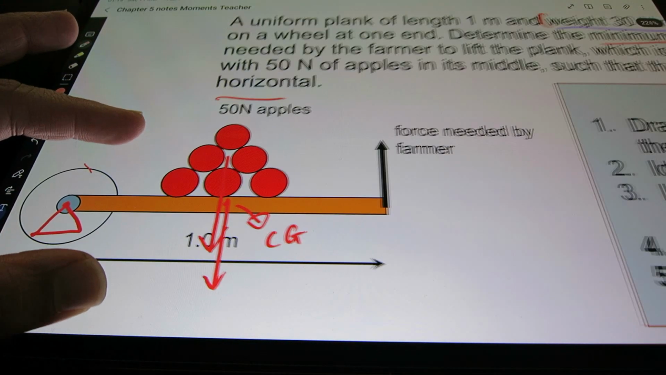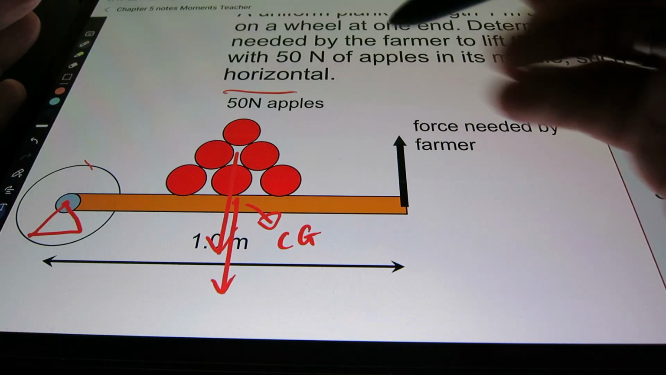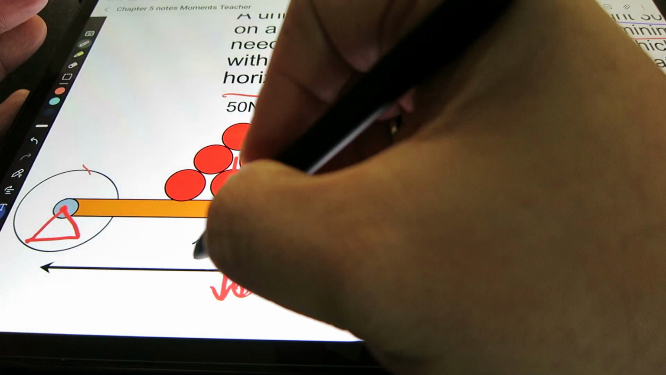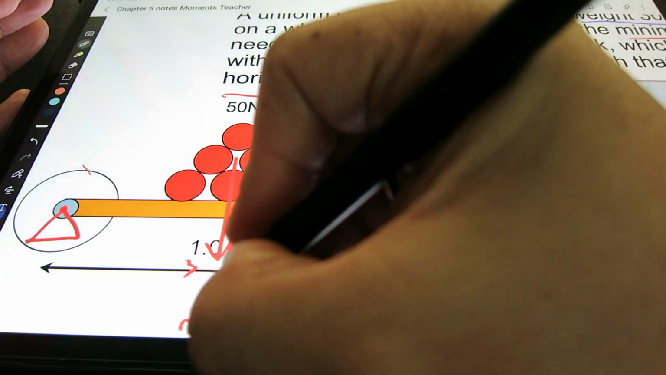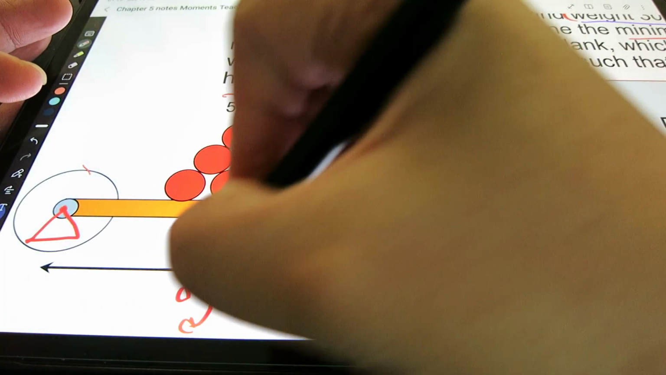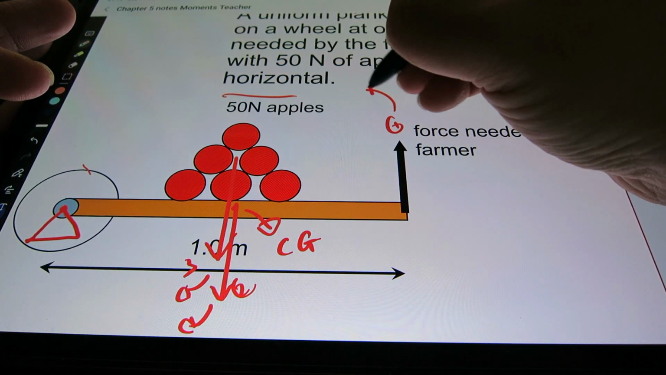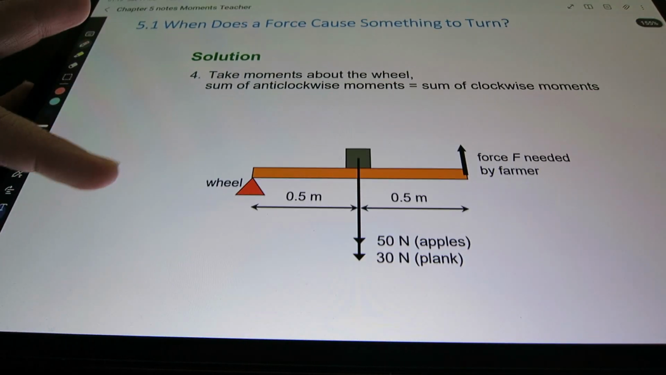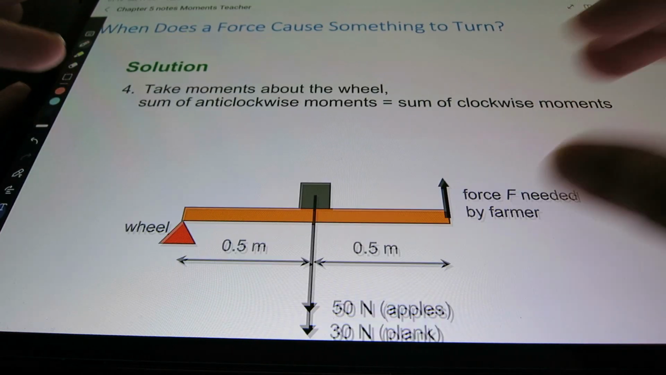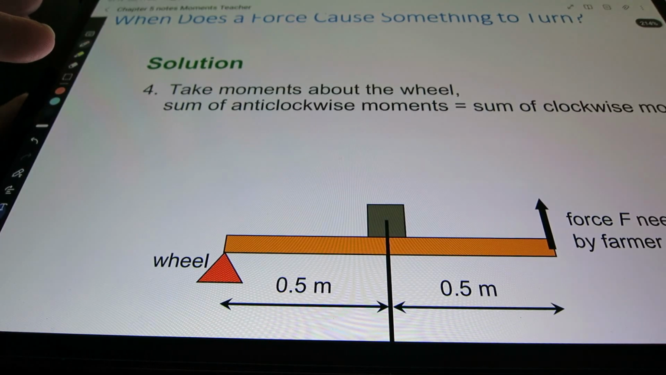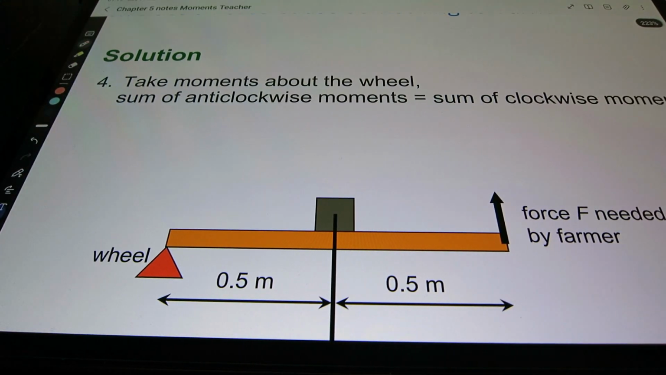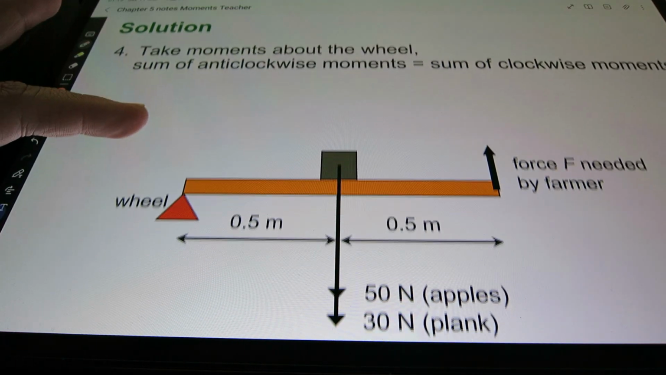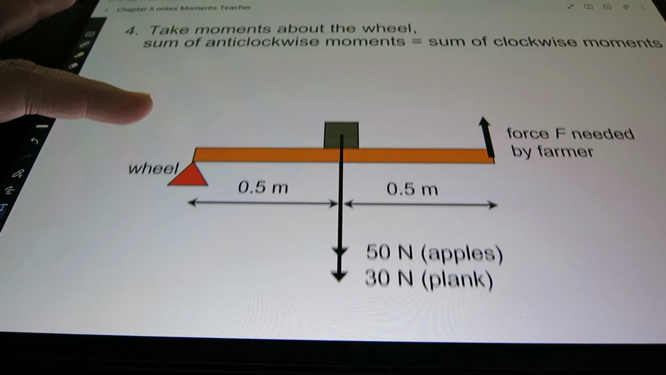Right? So basically, now I've identified the 3 forces, 1, 2, and 3. This one is going to cause the plank to rotate this way, same as this. So these are 2 clockwise moments. And this one is an anti-clockwise moment. So all I need to do then is to calculate. Because it is at equilibrium, or rather the minimum force just needed, that means just enough to balance it, I can then do the sum of clockwise equals the sum of anti-clockwise.